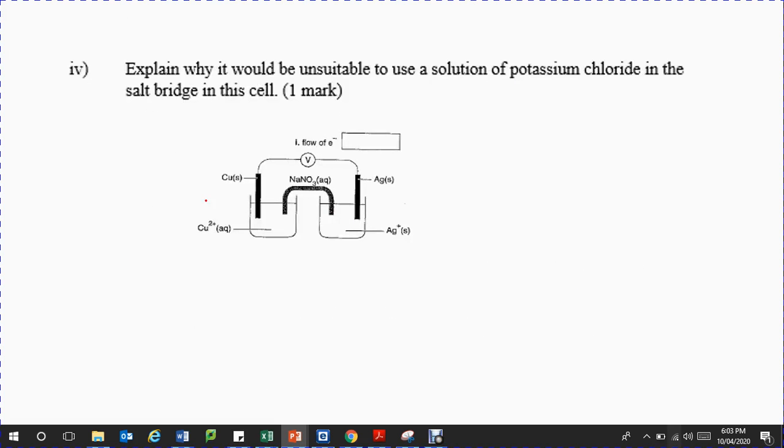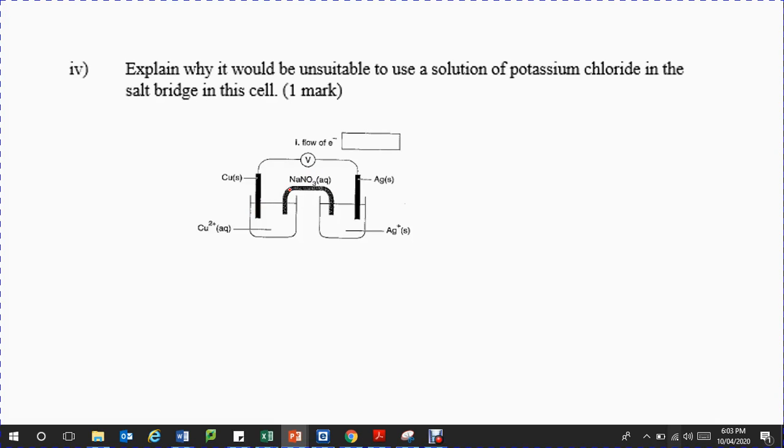Next question: explain why it would be unsuitable to use a solution of potassium chloride in the salt bridge of this cell. At the moment we've got sodium nitrate. Remember, we want a salt bridge where these cations and anions won't interact and a reaction won't occur, because we just want them there to balance out the charge of our electrolytic solutions.